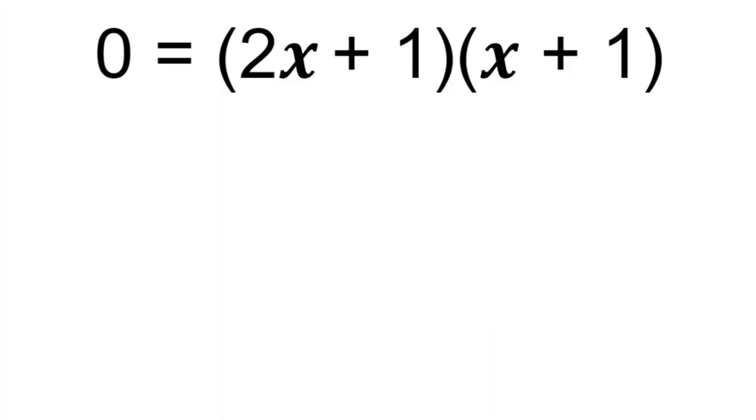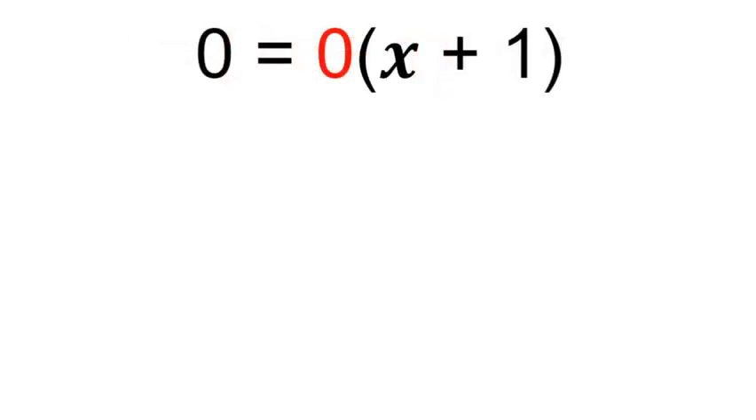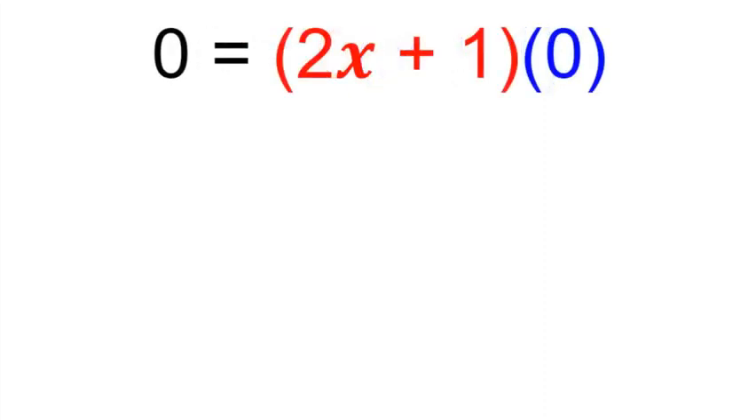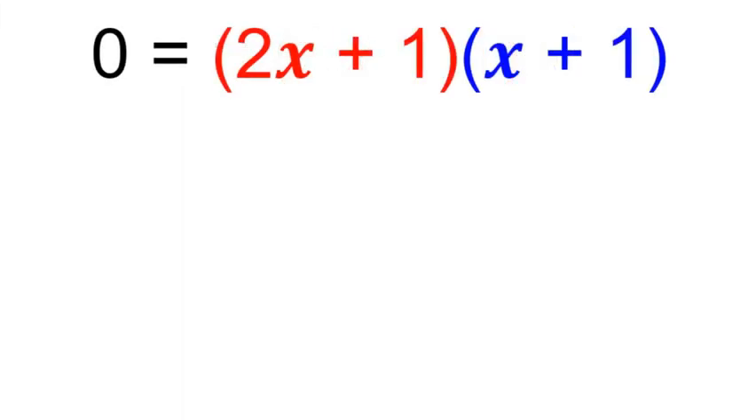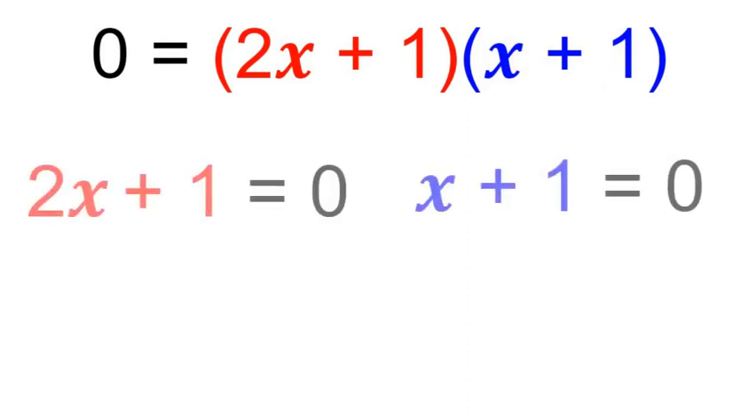So how would we figure out what x equals from here? Well, let's say 2x plus 1 here equaled 0. So what would 0 times x plus 1 equal? Well, it would equal 0, which satisfies this equation. Now let's say x plus 1 equals 0. Then we would have 2x plus 1 times 0, which would equal 0. So in order for us to properly figure out what x is, we simply need to set 2x plus 1 equal to 0 and x plus 1 equal to 0. So we have 2x plus 1 equals 0 or x plus 1 equals 0.